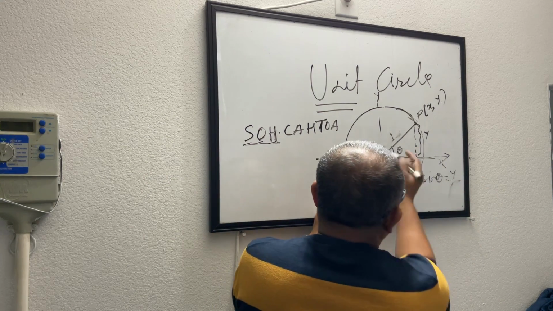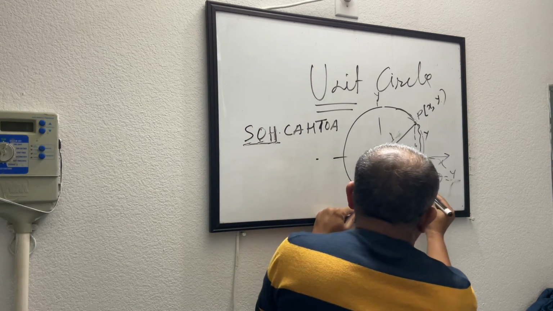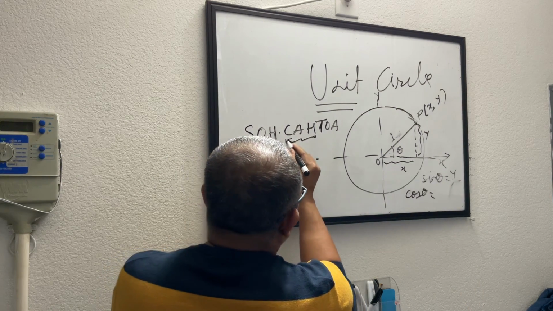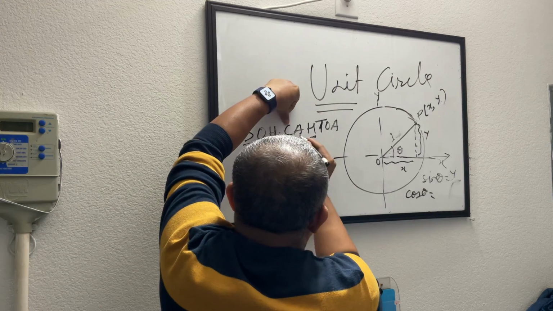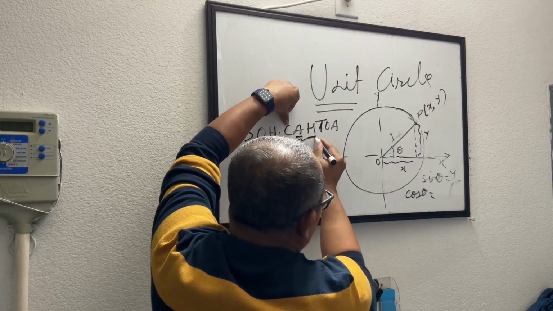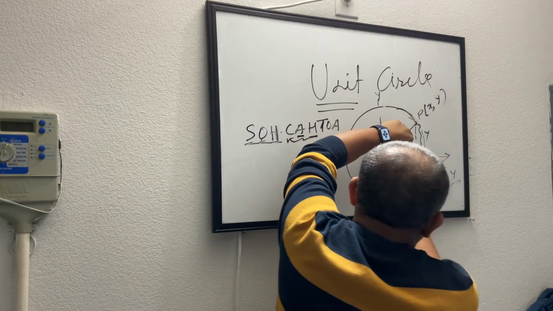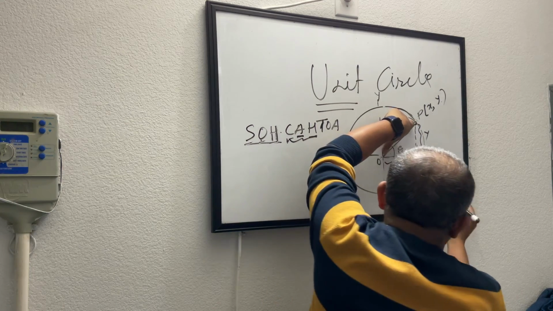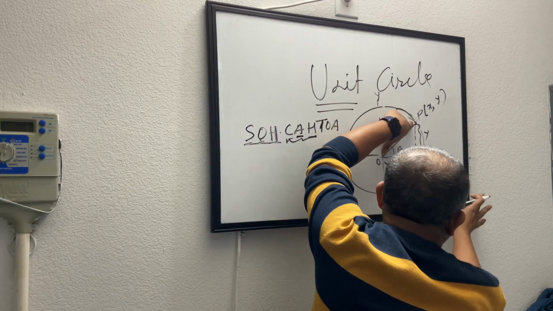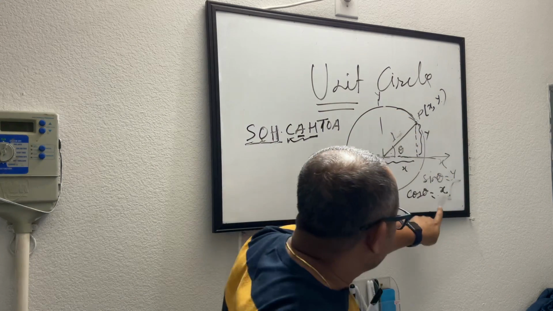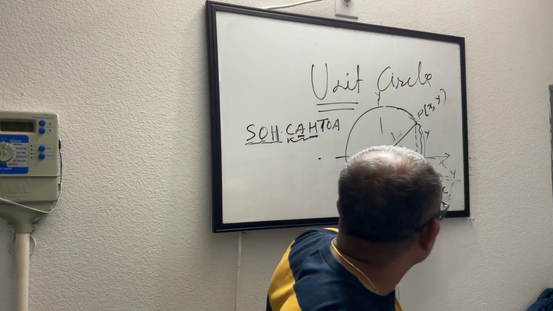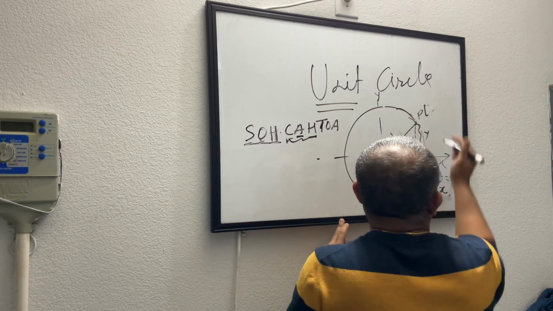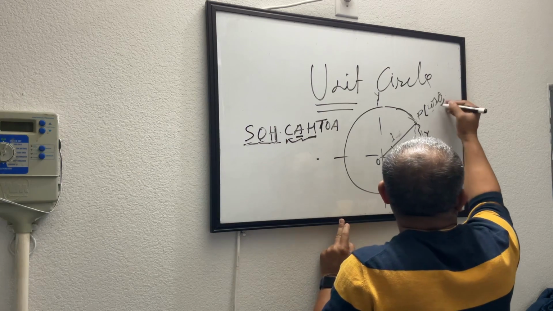Similarly, if you look at cos of this angle, cos of theta is coming from CAH. Cos of theta is adjacent side divided by hypotenuse. Here this is your theta. What is adjacent side? X divided by hypotenuse, which is 1. X over 1, or you can just say x. So what you got? X equals cos theta, y equals sin theta. Replace this x and y here. X equal to cos theta, y equal to sin theta.